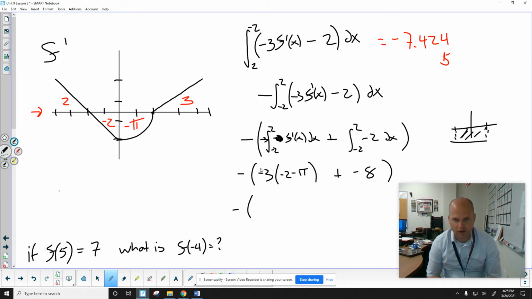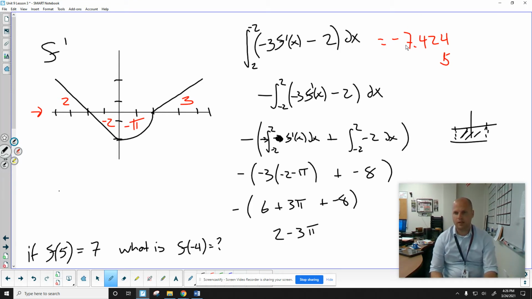Or if you wanted to simplify, you could distribute this -3. That's +6 plus 3 pi plus -8. So that's -2 plus 3 pi. Make it the opposite, +2 minus 3 pi. You do +2 minus 3 pi, you get that as well. Okay, that's tricky. Let's go to the last one.